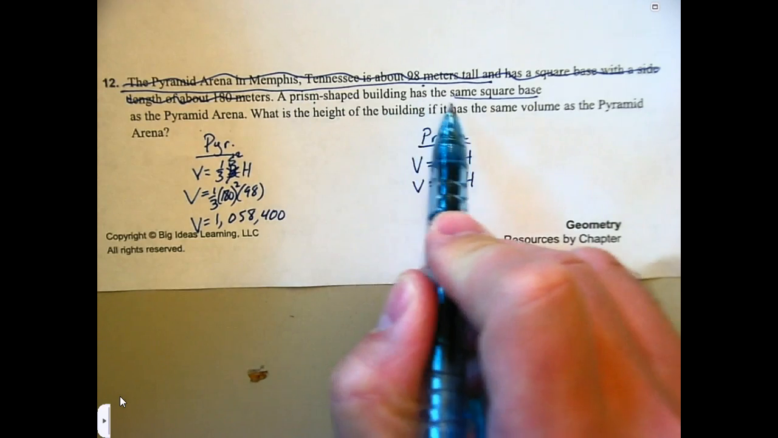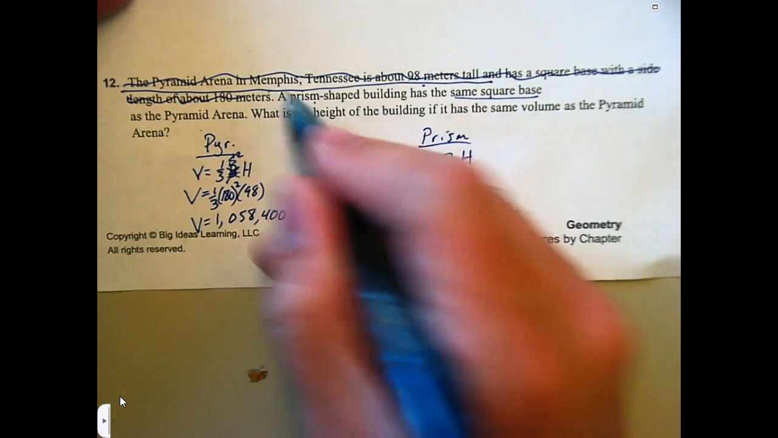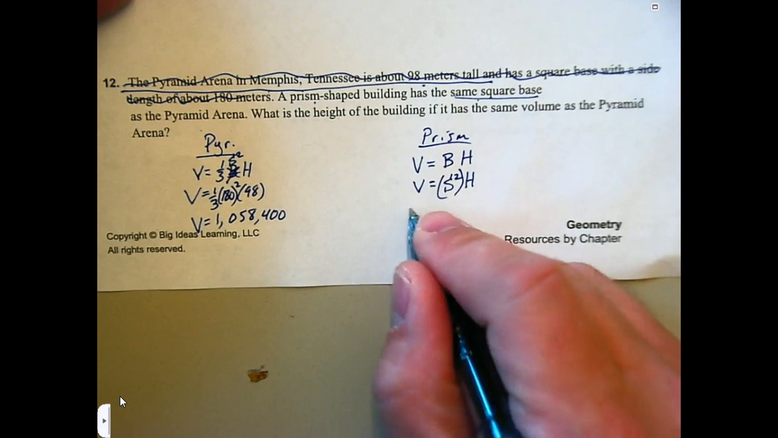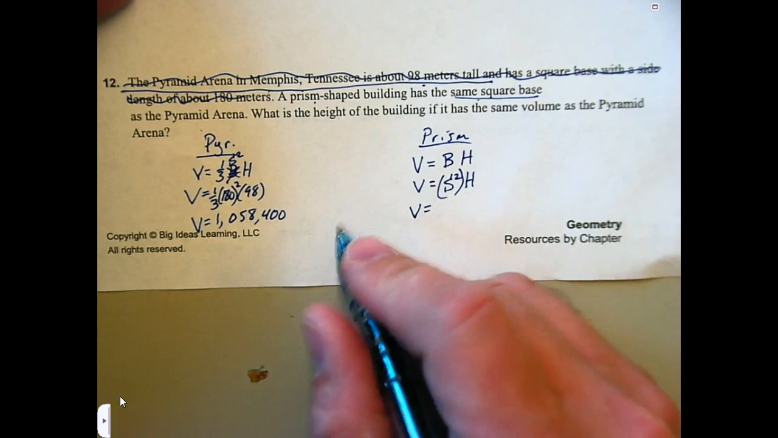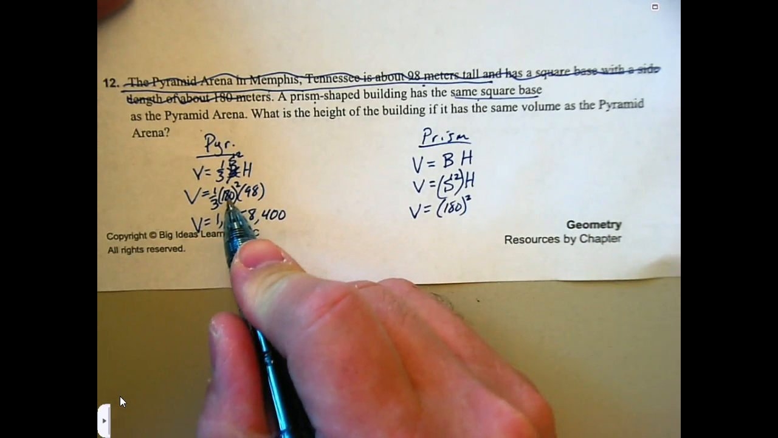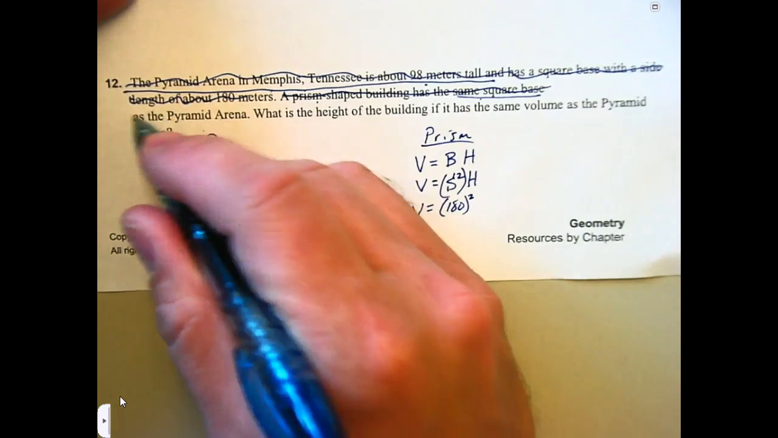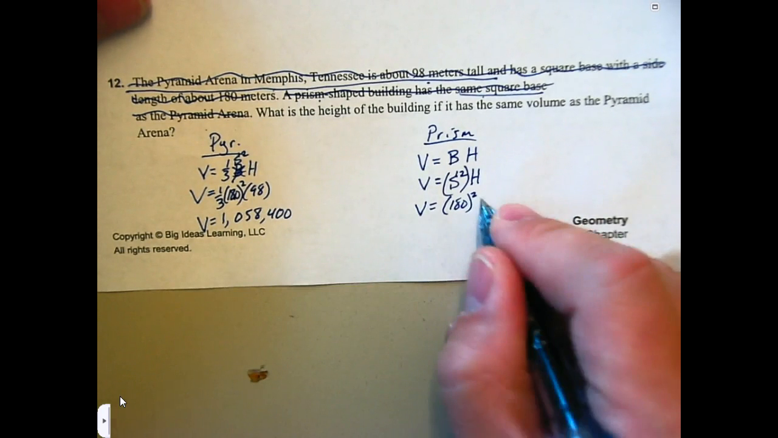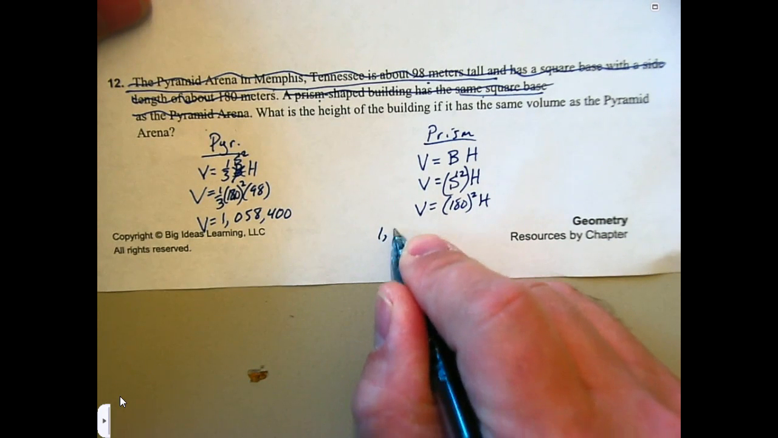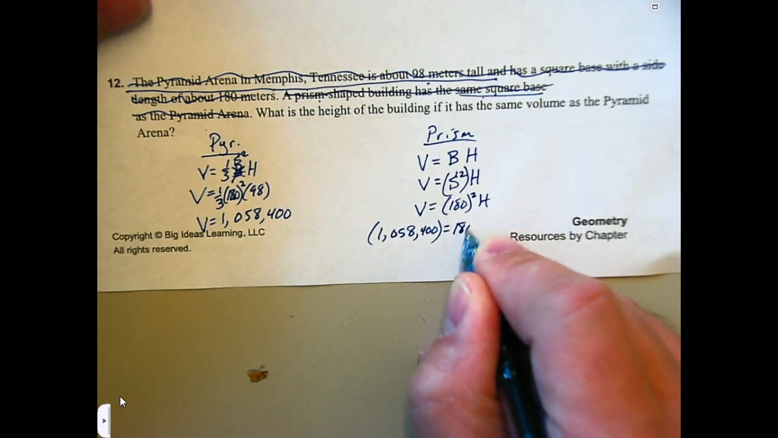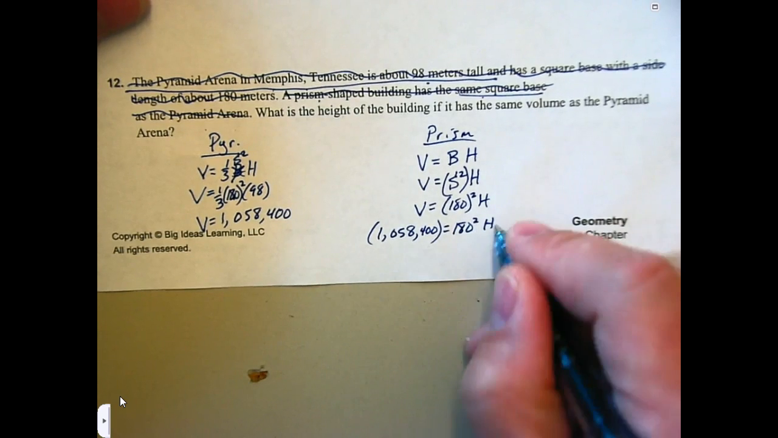All right. A prism-shaped building has a square base, the same square base as the Pyramid Arena. Okay, which means that S squared is 180 squared. Same base. All right. What is the height if it has the same volume? So volume now is also the same. So now we can plug in 1,058,400 for volume equals 180 squared times H. So now we can solve for H.